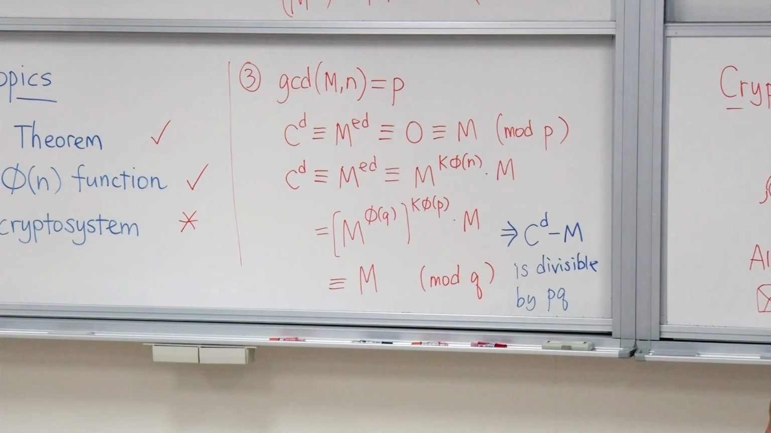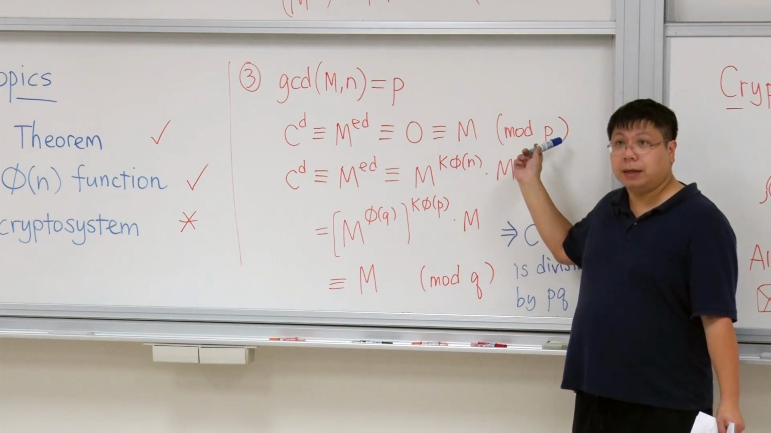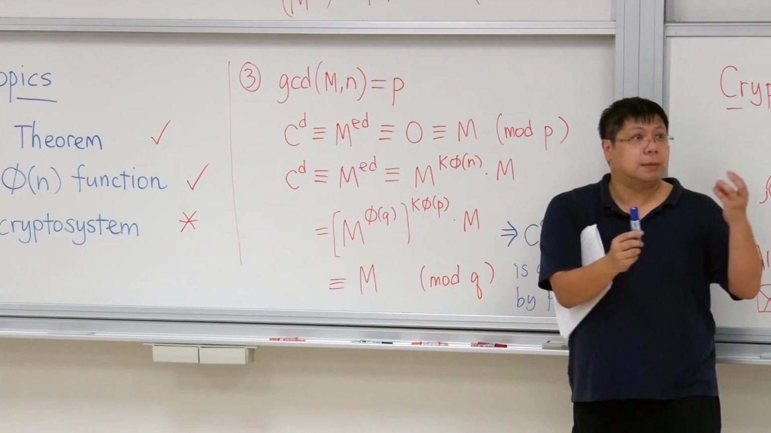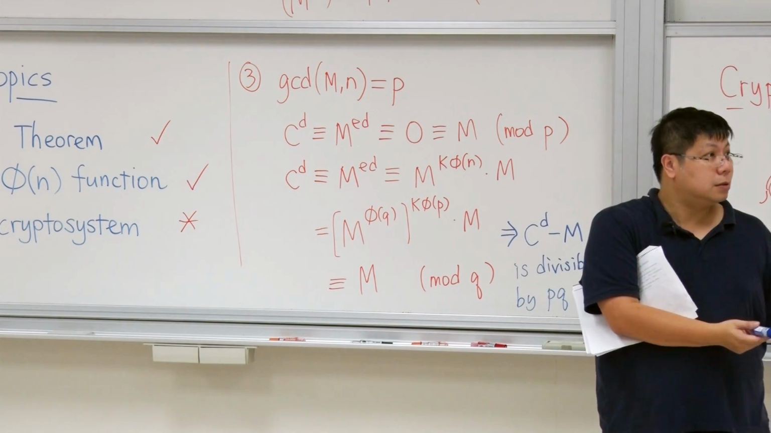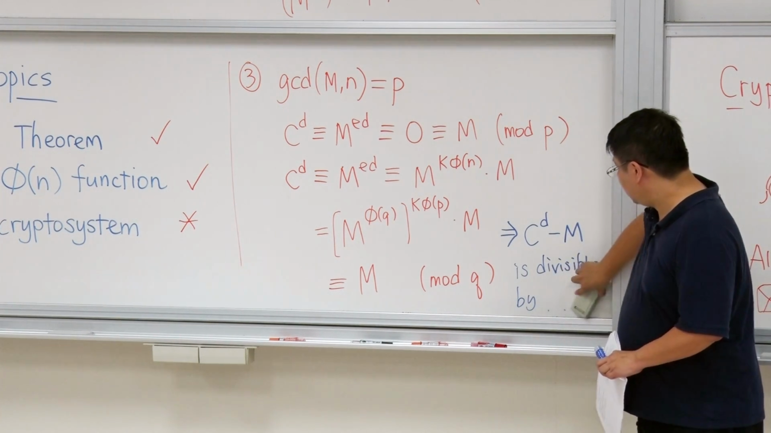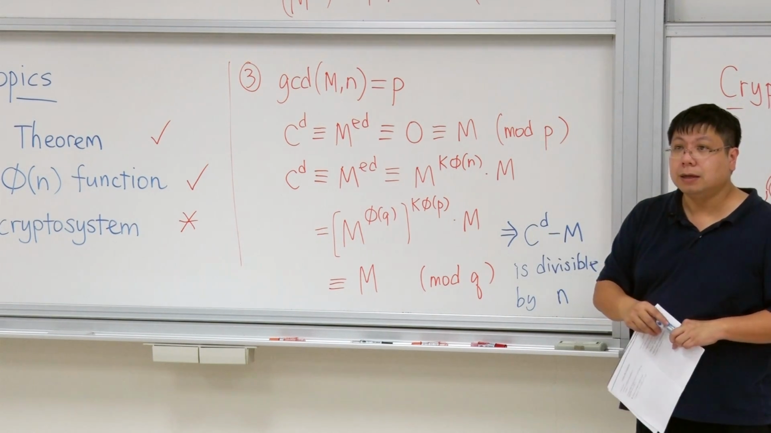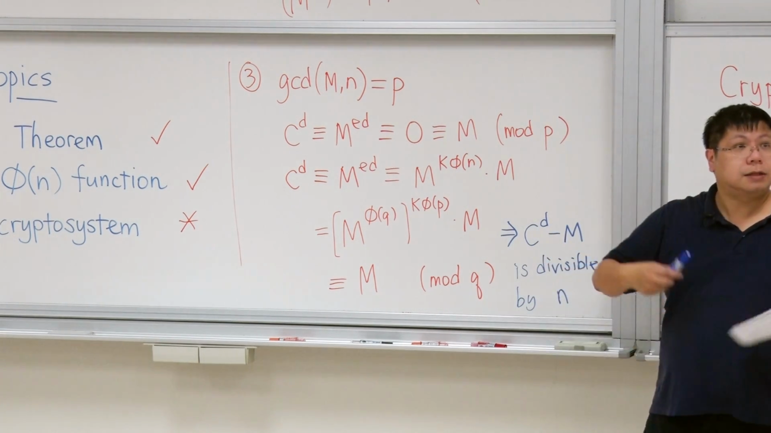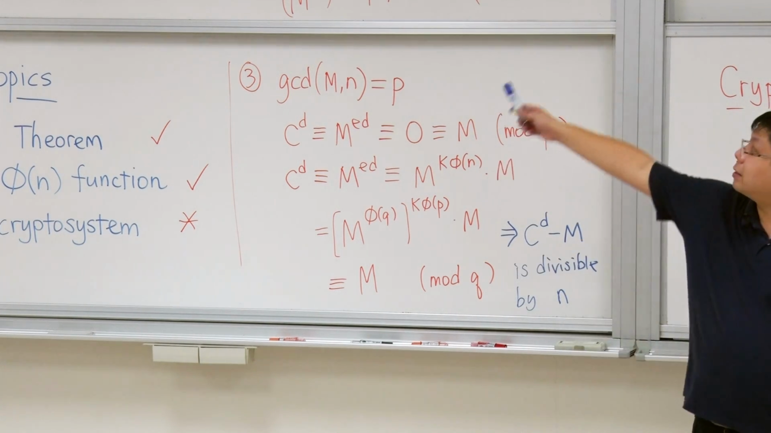Because c to the power d minus m is divisible by p, and c to the power d minus m is divisible by q, c to the power d minus m is a multiple of p as well as q. But p, q are coprime. So it is divisible by p times q. And what is pq? pq is n. Is that okay? So we get the same case. In that case, c to the power d minus m is a multiple of n. So c to the power d is equivalent to m mod n.